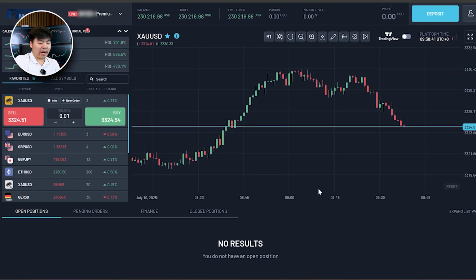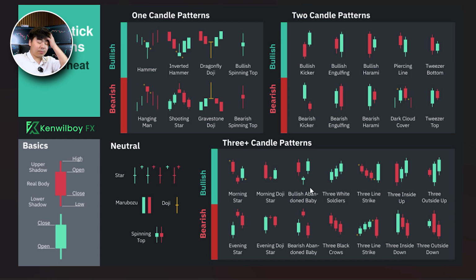So if you don't know candlestick patterns, here are candlestick patterns. I will show you. This is basically it. You might have seen it. You might have heard about it. Well, it's pretty popular. It has been used by traders for years, maybe tens of years.